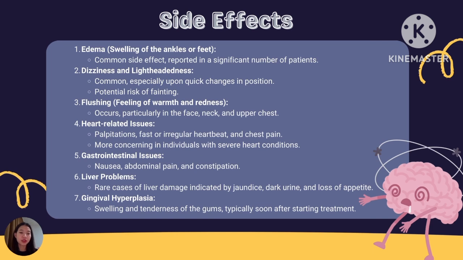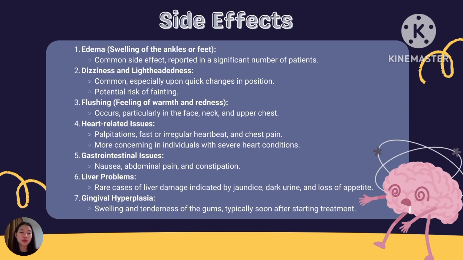And the third one is flushing, a feeling of warmth and also redness. This can occur particularly in the face, neck, and upper chest. And the fourth one is heart-related issues. Although less common, some patients may experience palpitations, fast or irregular heartbeat, and chest pain. This is particularly concerning in individuals with severe heart conditions. And the next one is gastrointestinal issues. They include nausea and abdominal pain, and constipation can also occur.